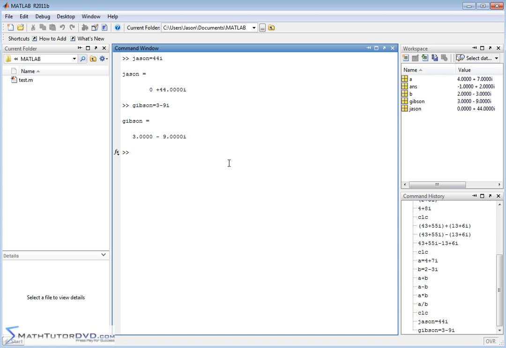In future sections, we're going to talk about how to extract the real and imaginary parts and how to do some conversions, and also how to use some of the other built-in functions of MATLAB to work with complex numbers.